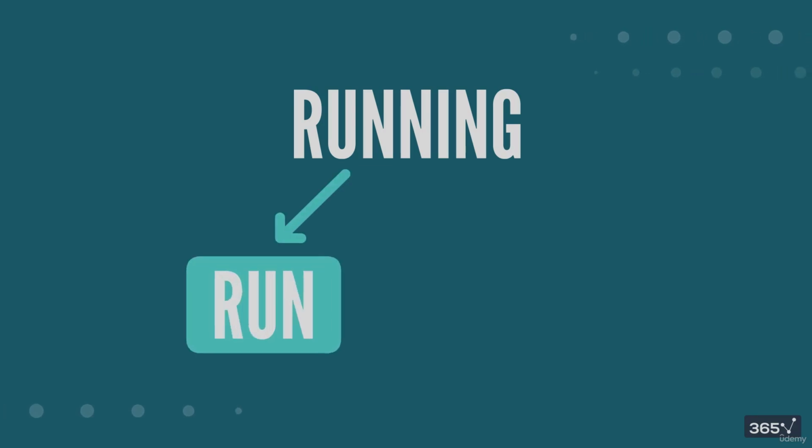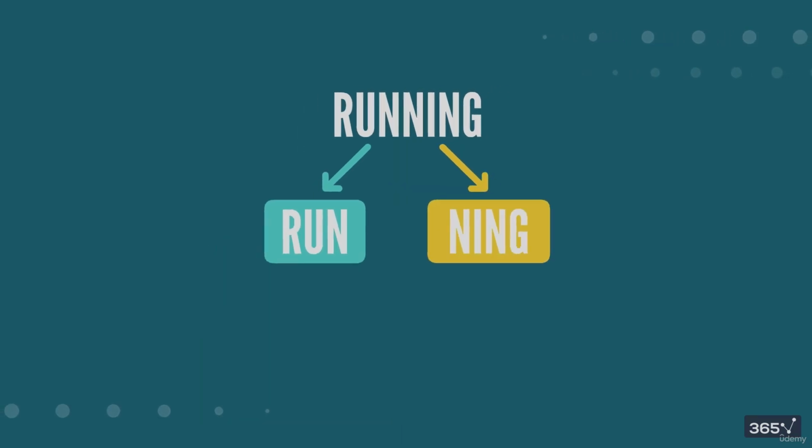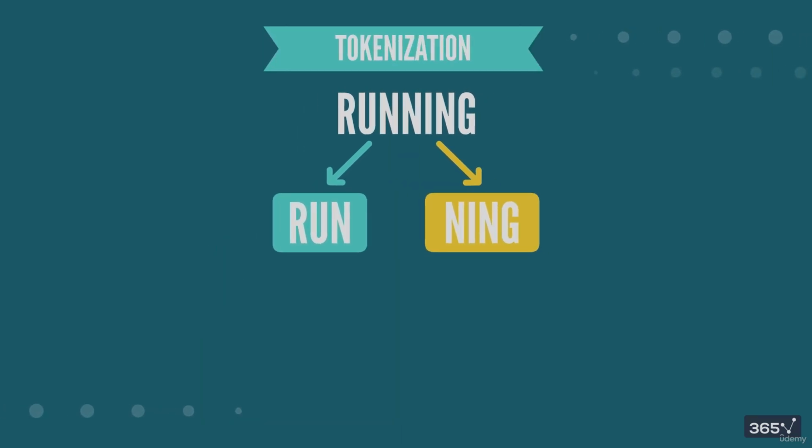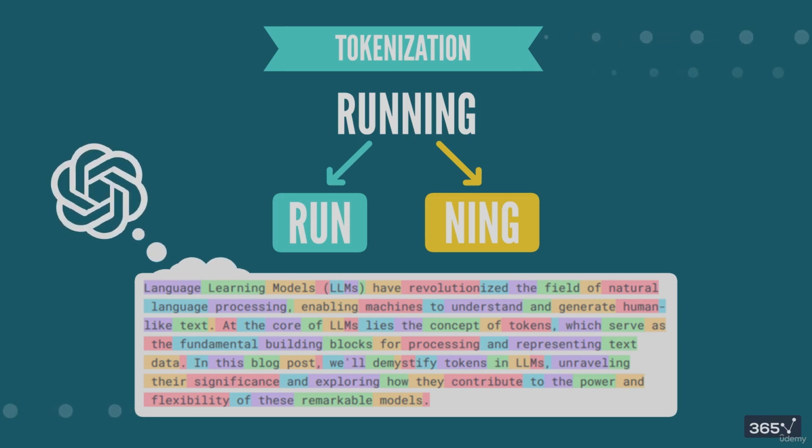For example, the word running might be tokenized into run and ing. The process of breaking down a sentence or a chunk of text into these smaller units is called tokenization. This method allows the model to analyze the text in manageable pieces, making it easier to understand the structure and meaning. Generally, this is how OpenAI recommends counting tokens.